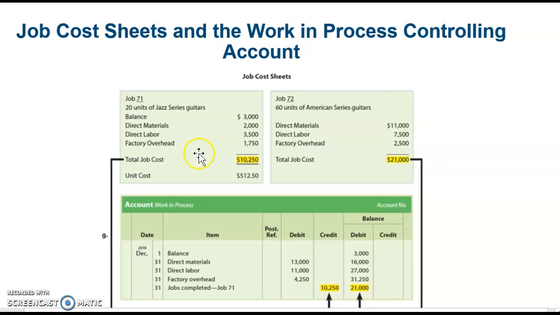Okay, so we're going to do that for each job. All right, so you'll see that the 10,250 credit, when job 71 is complete, we're going to credit WIP and put it into finished goods.